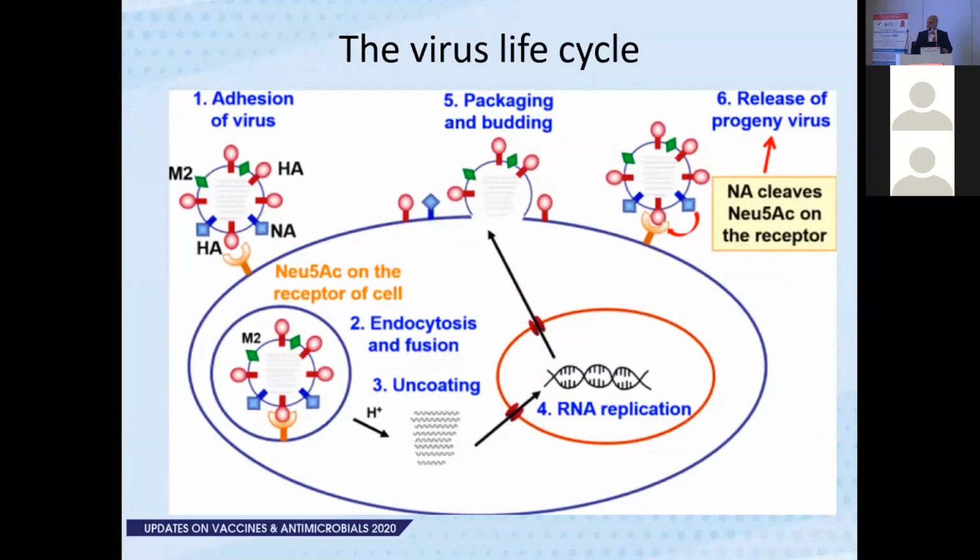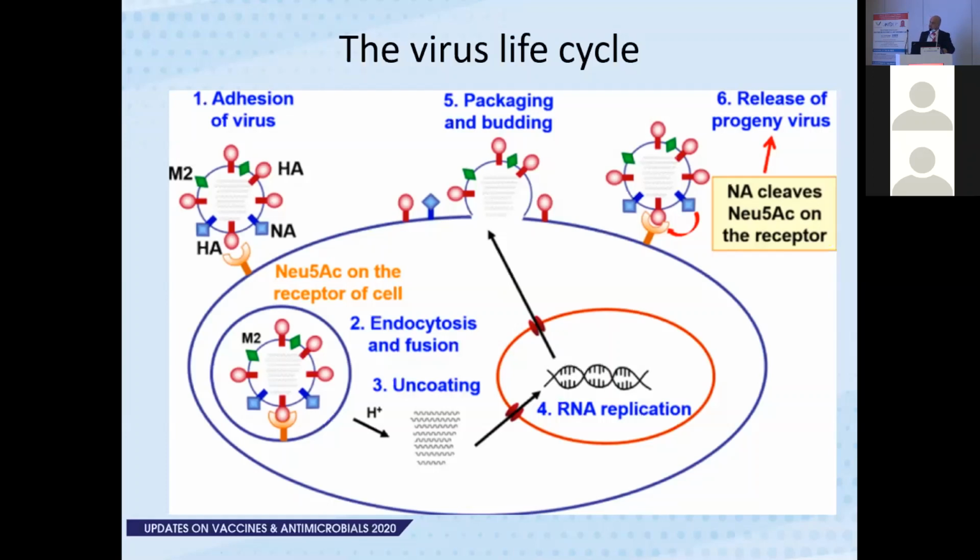The structure of the virus has two important molecules on the surface that we call HA, hemagglutinin, and NA, neuraminidase. Hemagglutinin is necessary to attach to the receptor at the surface of the cell, and the receptor is sialic acid. So if you can block this attachment, you must succeed in treating or preventing the infection.